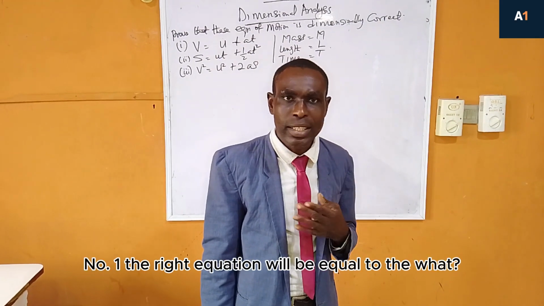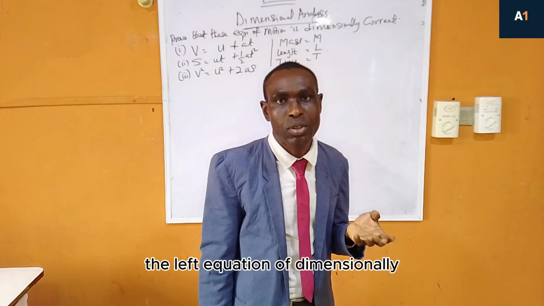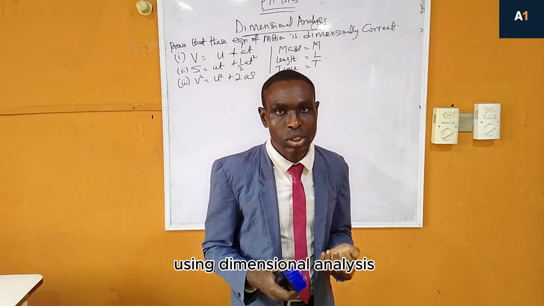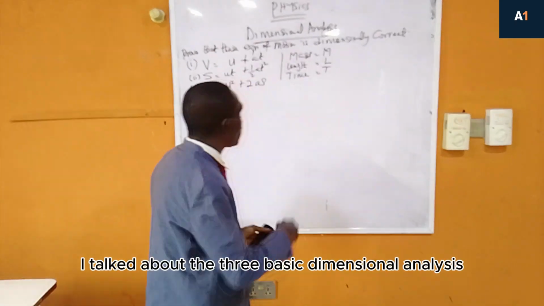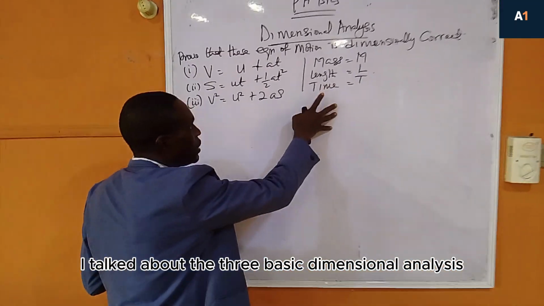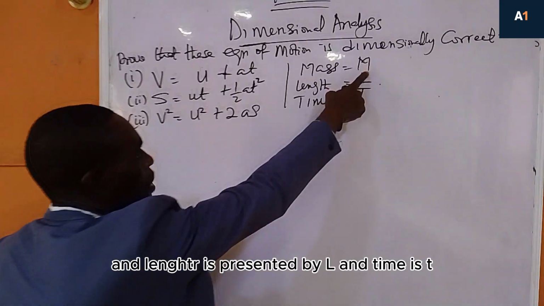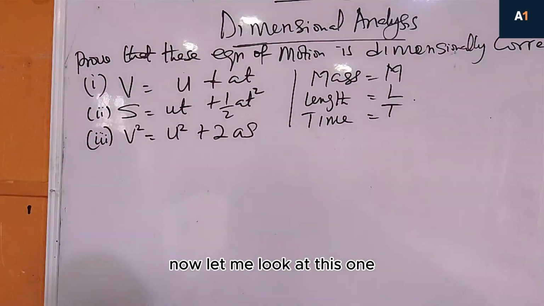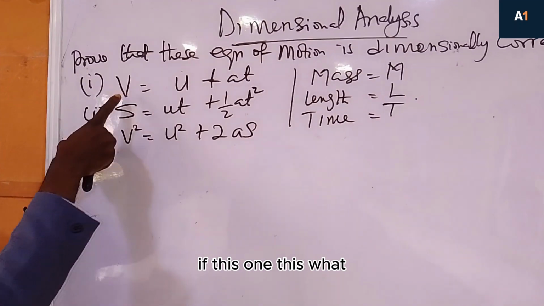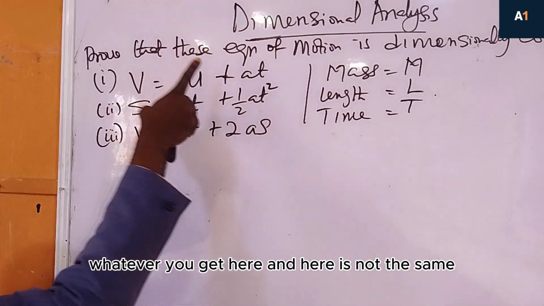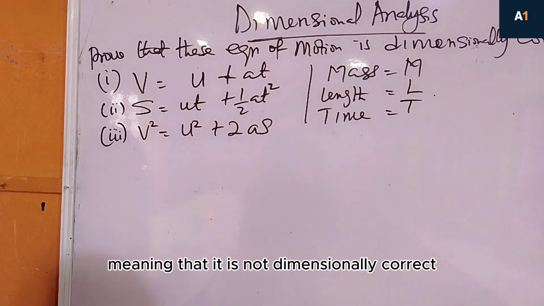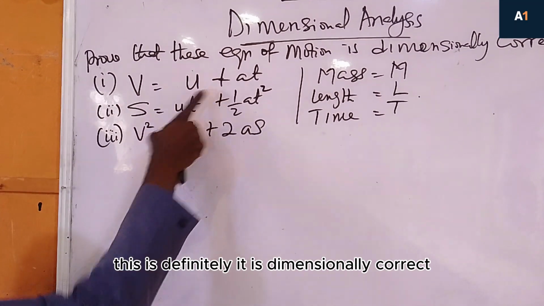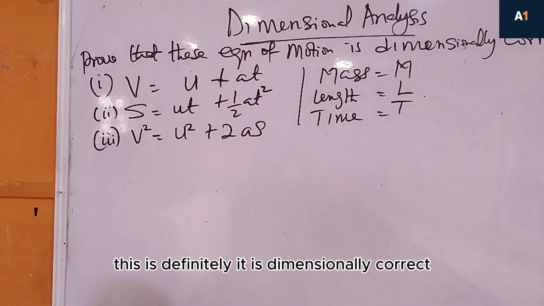Number one, the right side of the equation must be equal to the left side dimensionally. Both sides must be the same, using dimensional analysis. Last time I talked about the three basic dimensions: mass, represented as M, length, represented as L, and time, represented as T. If what you get on both sides is not the same, it is not dimensionally correct. But if both are equal, it is definitely dimensionally correct. So let's start from there.